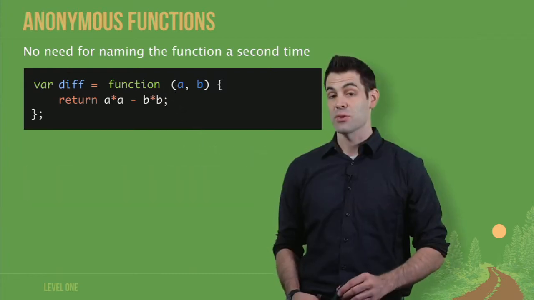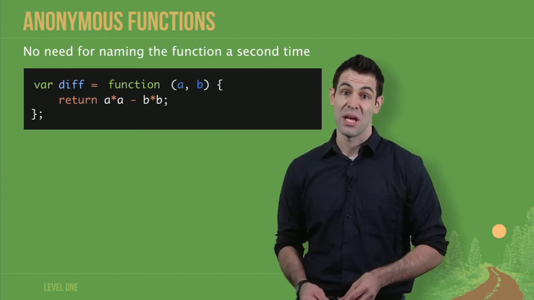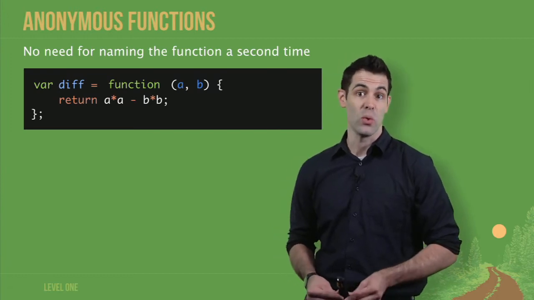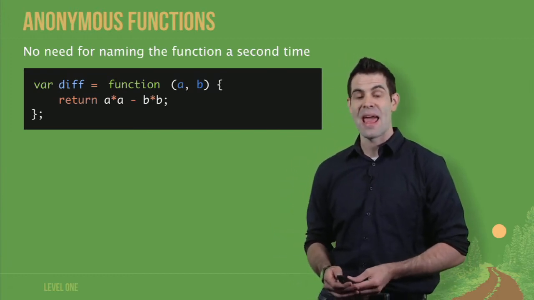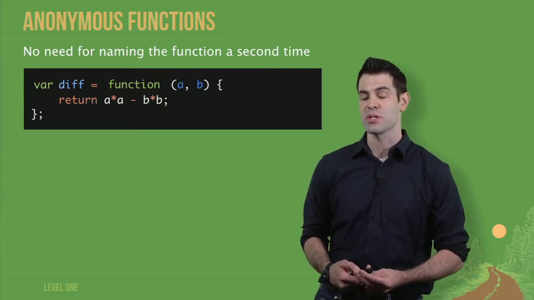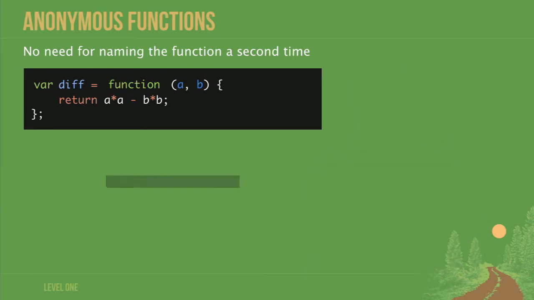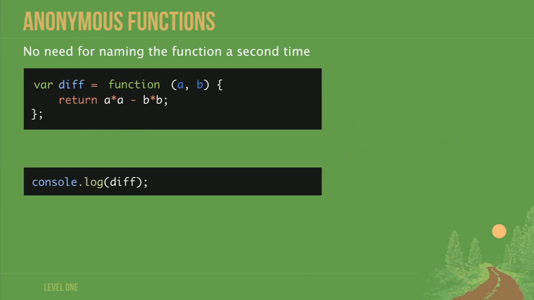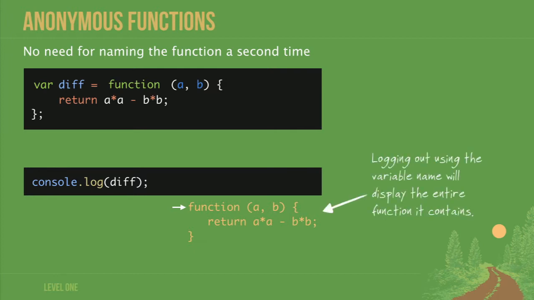Now in our previous JavaScript courses, we've been logging out tons of variables to see what they hold, to see what their contents are. What might happen if we did that with our new diff variable that holds a function? Well, as you might expect, you will get the actual function body returned as a result, so that you can always check the contents of a variable to see what function it is actually referring to.